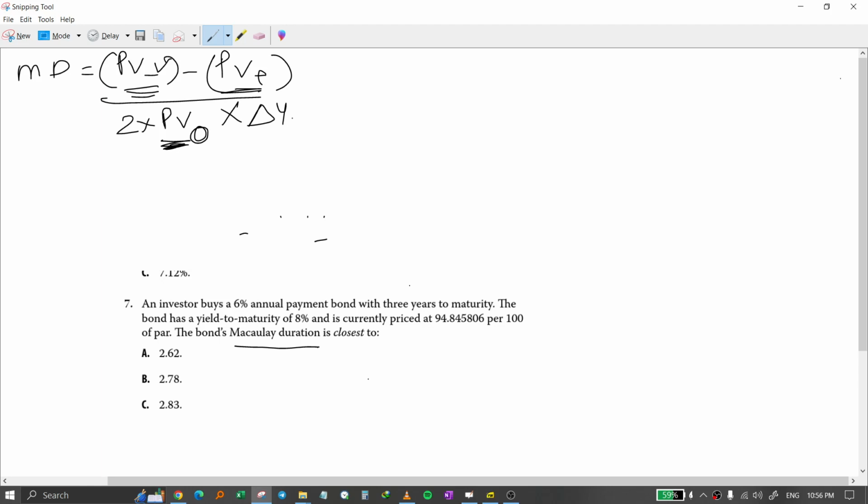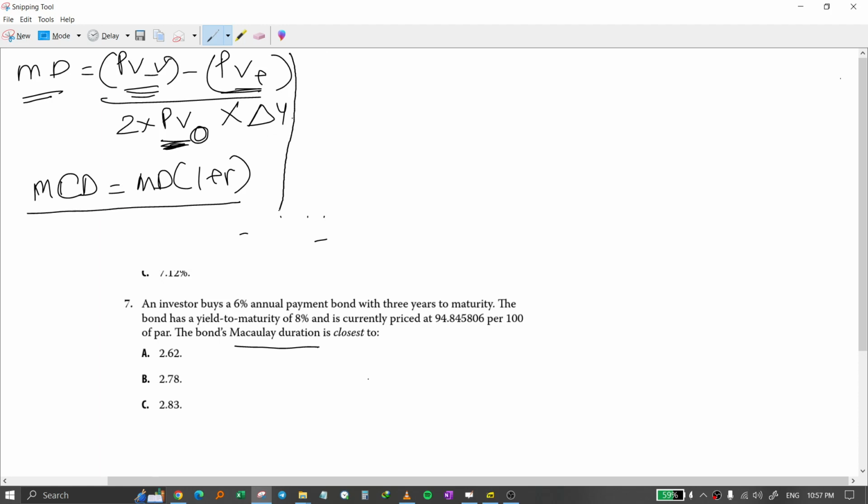Now, to find out the modified duration, the other formula we're going to use is that Macaulay duration is equal to modified duration into 1 plus R. These two formulas will be used in this. Now, first we'll find this. Now, what do we want to do?